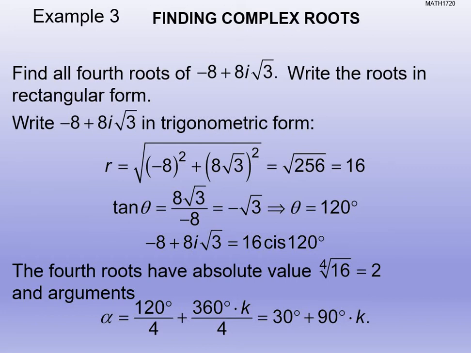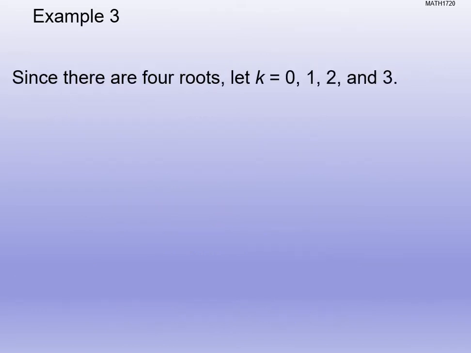Now we bring up our alpha, and we know the fourth root of 16 is 2. That's the magnitude piece. Now we have to find the angle using alpha. We have 120 degrees divided by 4, that's our 120 over n. Plus, since we are in degrees with this one, we take 360 times k over 4. So we end up getting 30 plus 90 times k for alpha.